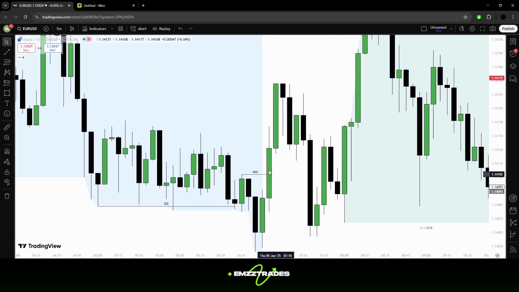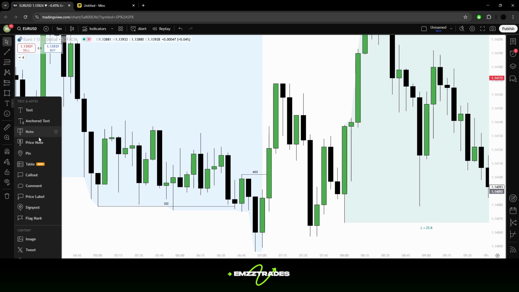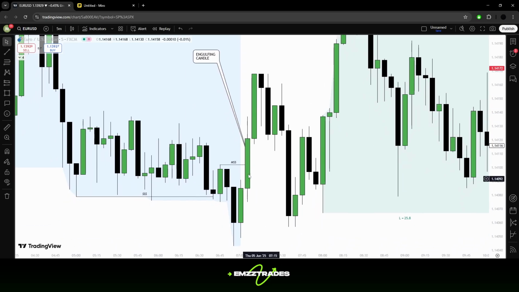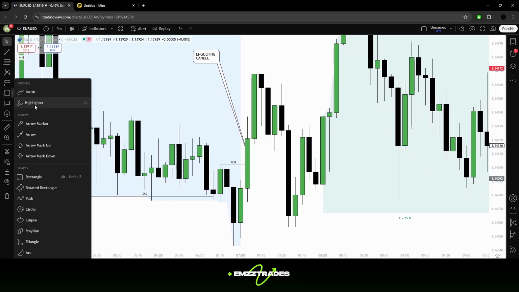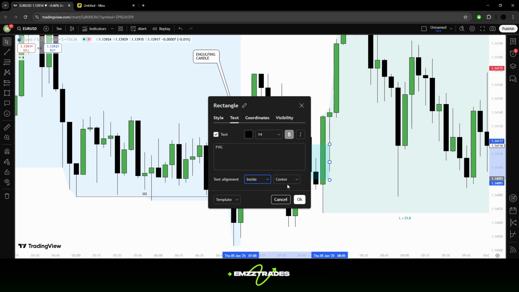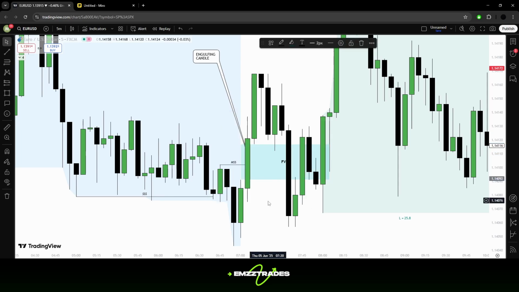This is an engulfing candlestick also, and I can easily put a tag on this one. So that's our engulfing candle right there, which we are going to use as our fair value gap. I'm going to be using this one as a fair value gap, and it perfectly overlaps with the market structure shift. Let me just mark this out as FVG right there.